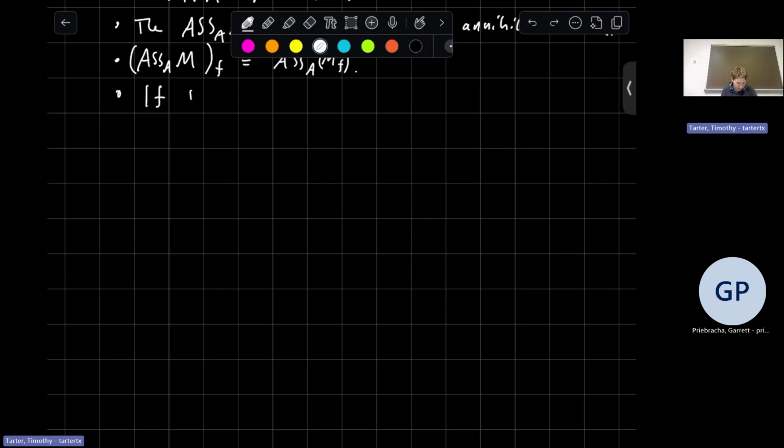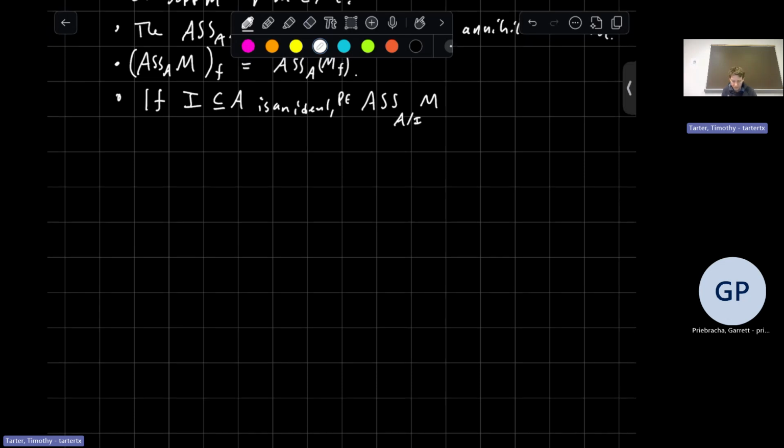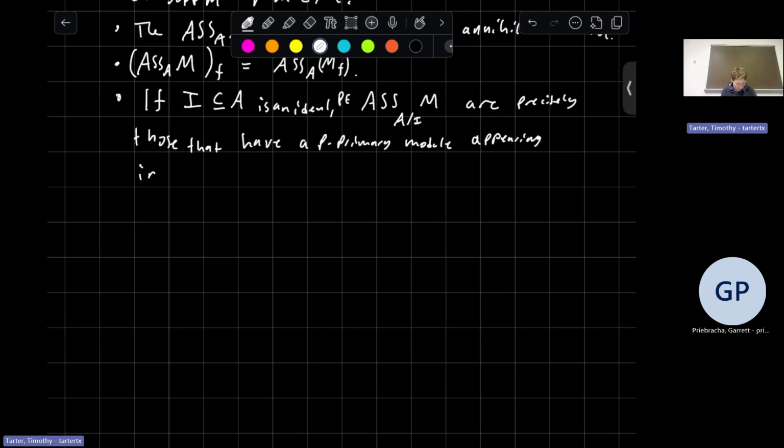If I contained in A is an ideal, consider the associated primes of A mod I as its own module, and primes P in the associated primes are precisely those that have a P-primary module appearing in the decomposition of I.